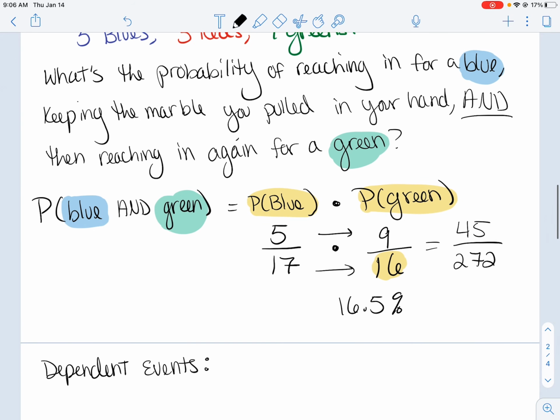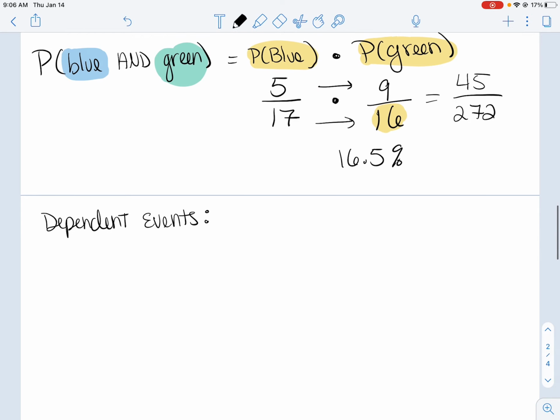One of the reasons is because we didn't replace that first marble, so we have fewer marbles in the bag to choose from. Our probability gets higher. The other reason is there were more green marbles, right? So a couple of reasons there.